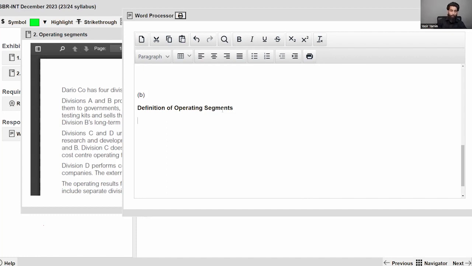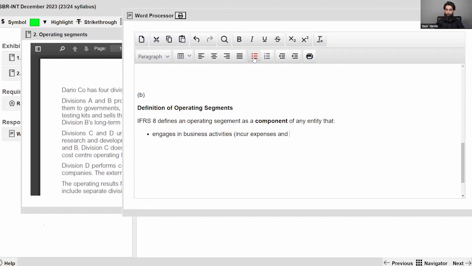Okay, somebody says companies with multiple types of business segments. Somebody says about CODM. There is definitely a definition for it. IFRS 8 defines an operating segment as a component of an entity that, now tell me the pointers, please, engages in business activities, incurs expenses and earns revenues over the normal course.